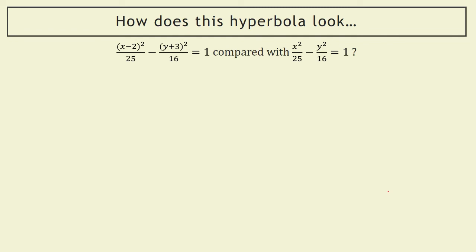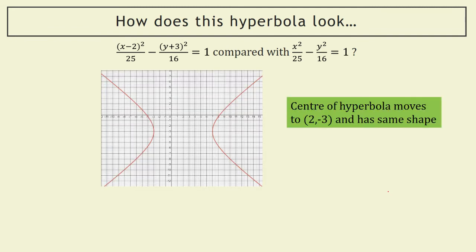So hopefully you realize this is just the same as what would happen with the ellipse. The center is going to move. Okay, our center was at the origin. Our center is now going to move to the point (2, -3). Okay, that's the only thing that's going to happen.